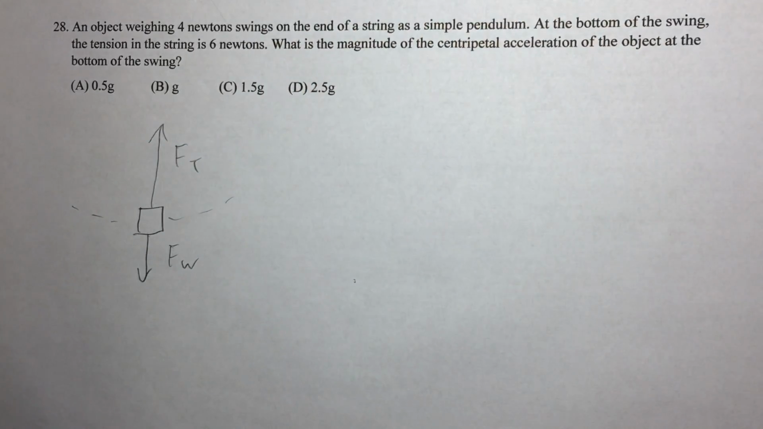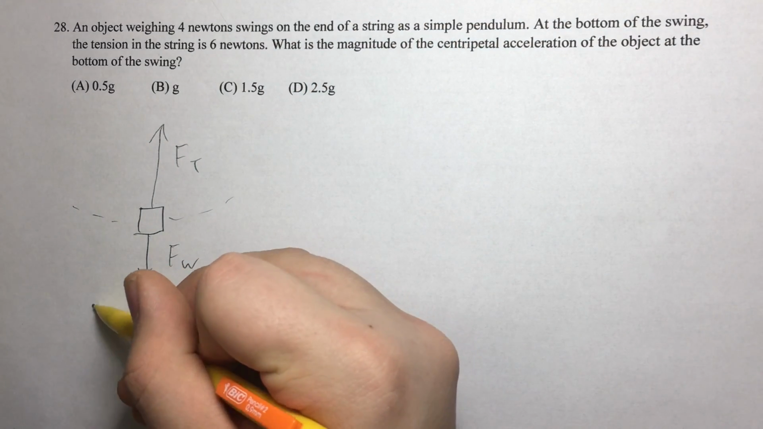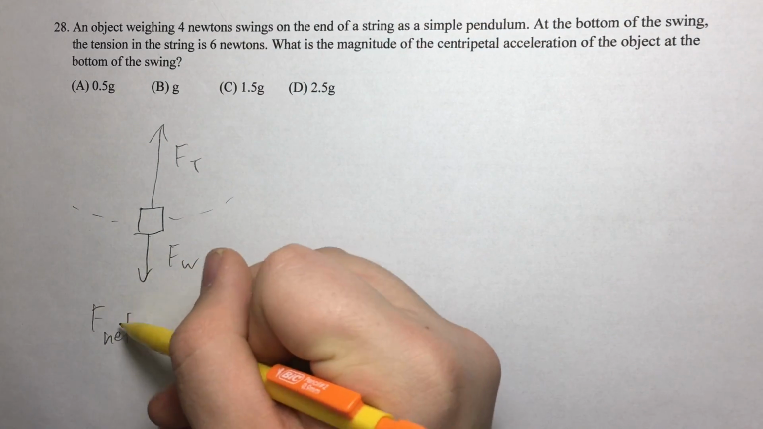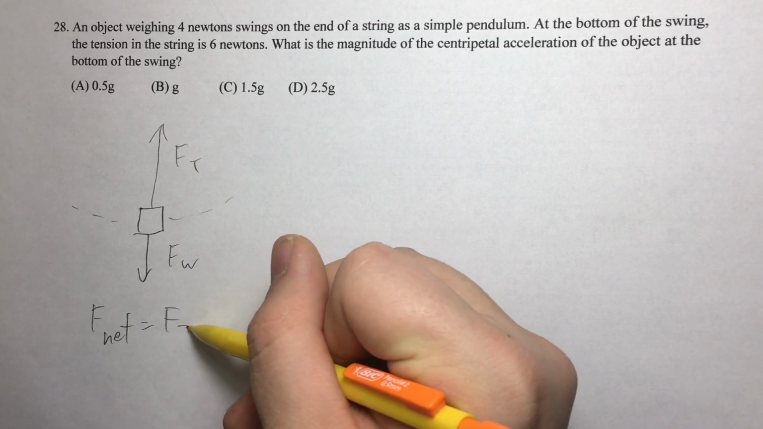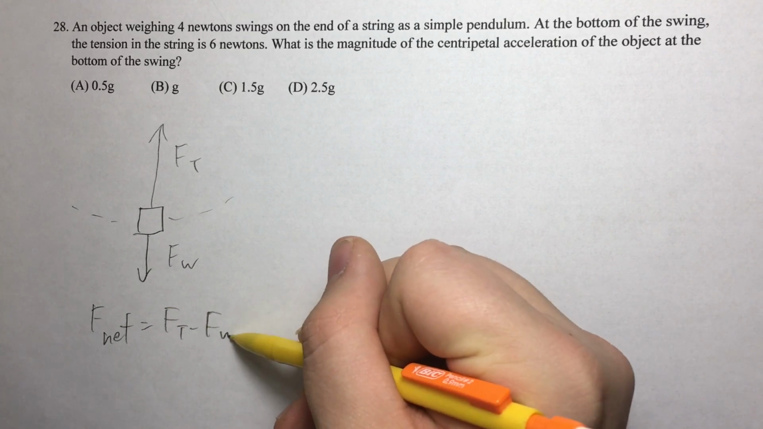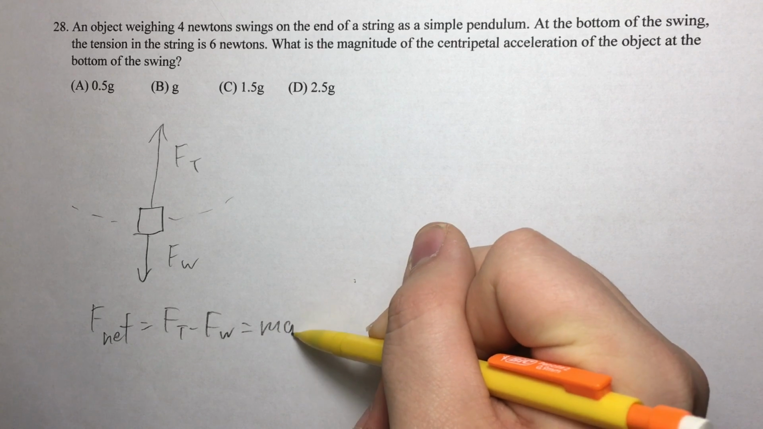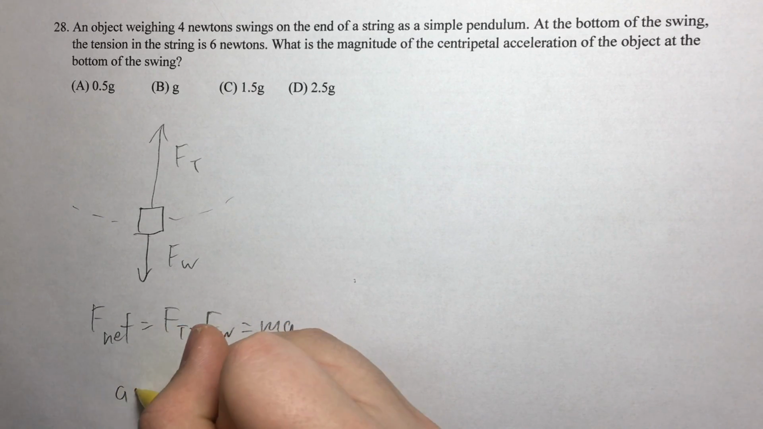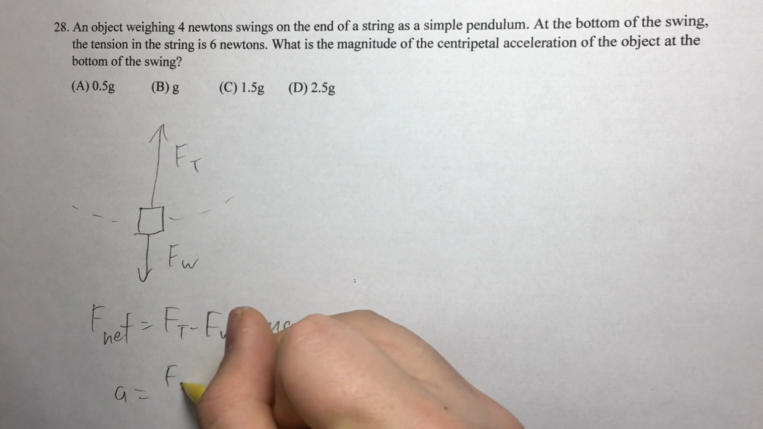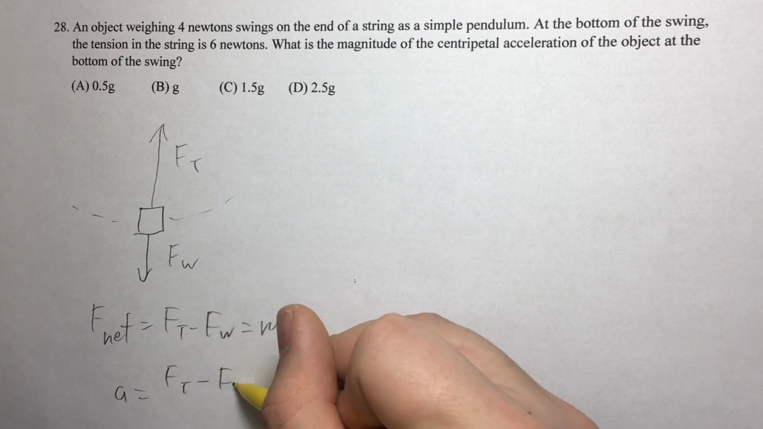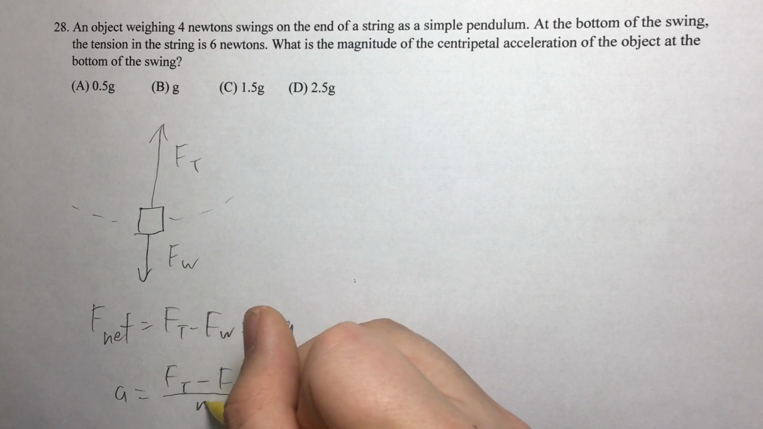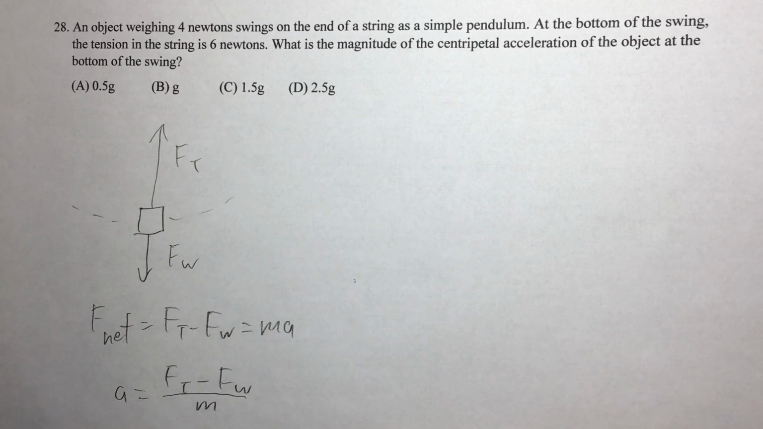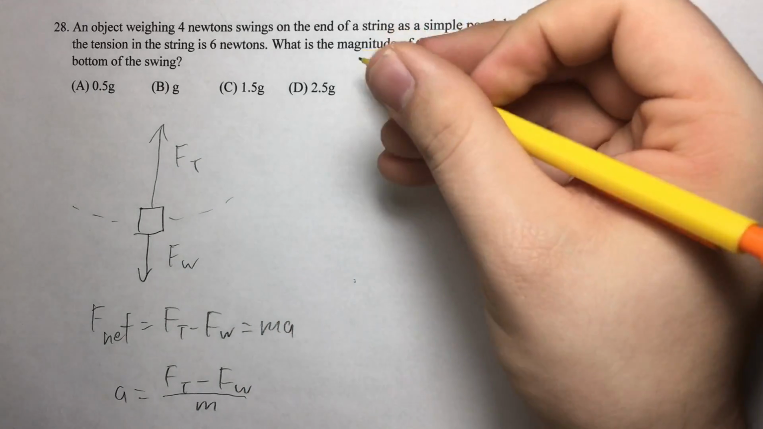We sum our forces. The net force is equal to the tension force minus the weight force, which is equal to mass times acceleration. We solve for acceleration and we get acceleration is equal to the tension force minus the weight, divided by the mass. Now we don't have a value for mass, but we have a value for weight.